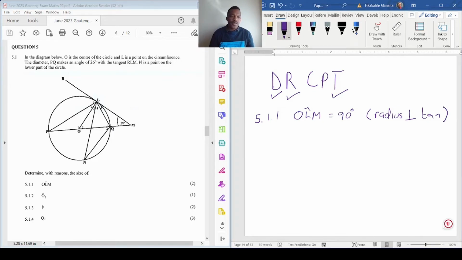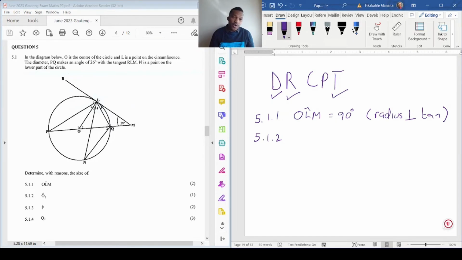Tangent. Okay. Now let's look at the next question, which is 5.1.2. It says O2. Now O2, let's look at O2. What is O2? Another thing they do with these questions is that the previous question leads into the next question, which means this answer should give me a clue of what I should do on the next question. Now, how does this answer help me answer the next question, which is O2?